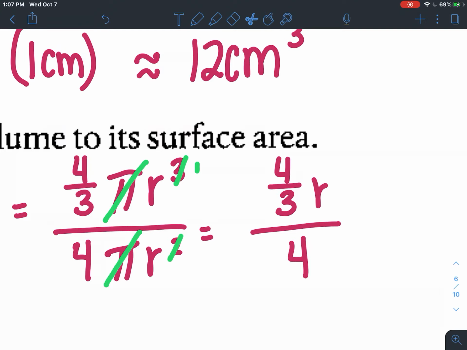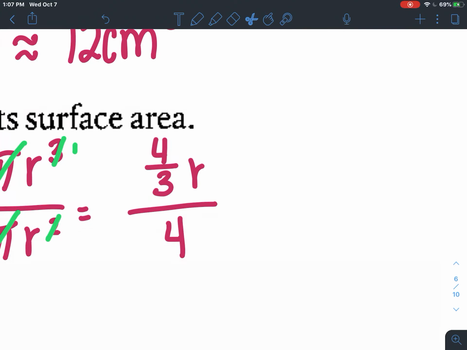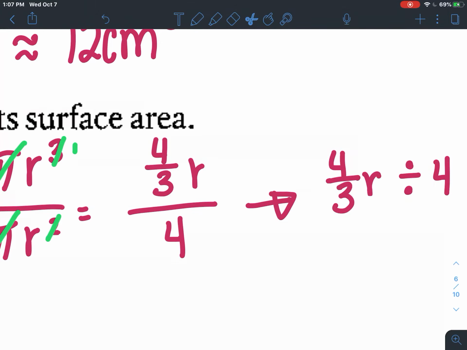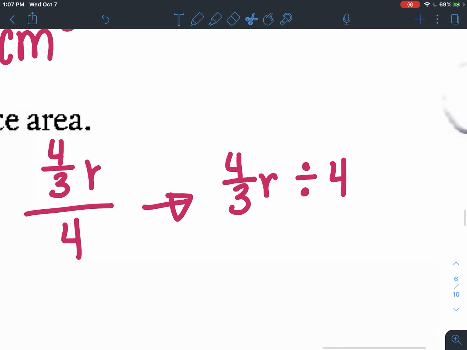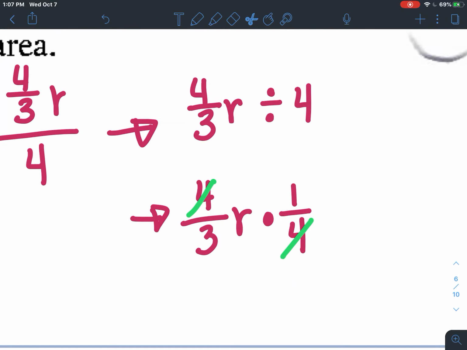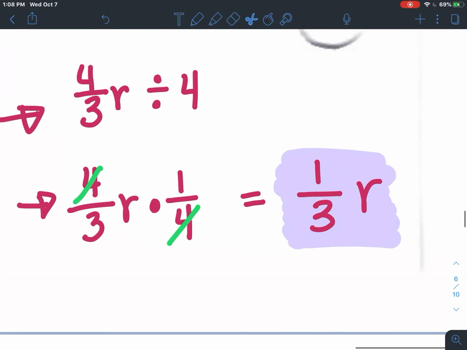So then I'm left with, let me rewrite that with everything canceled out, 4/3 r divided by 4. I'm going to rewrite it so it's actually division, not in a fraction: 4/3 r divided by 4. Okay, how do I divide? Well, I multiply by the reciprocal. So it's really times 1/4, and I'm left with 1/3 r.